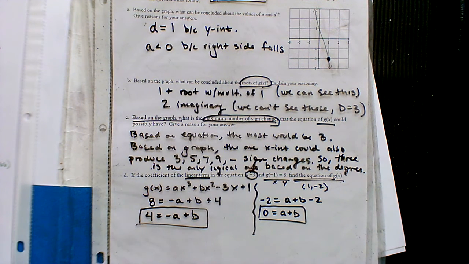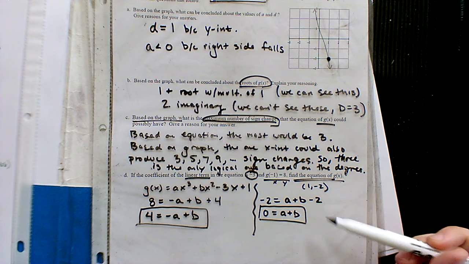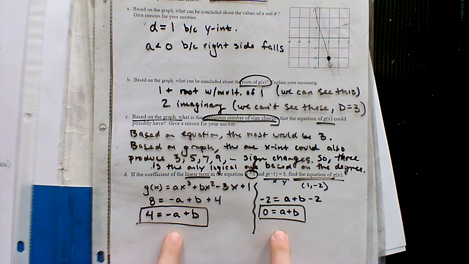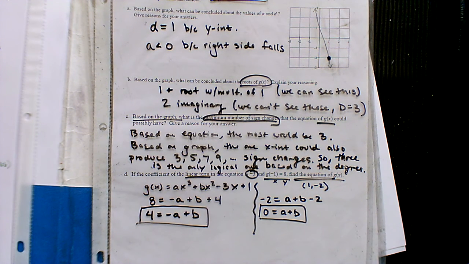So unfortunately, the information they provided to us was great, but it wasn't enough for us to figure out what A and B were on our own. Okay, we had to take the initiative, that extra step, to try to figure out another equation. And now that we have a system, let's figure out what A and B are.